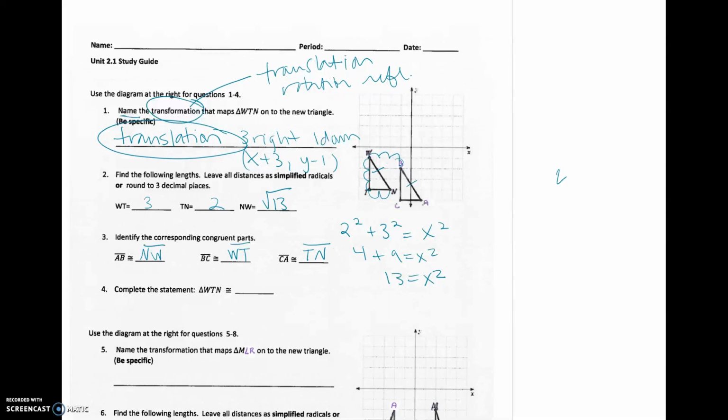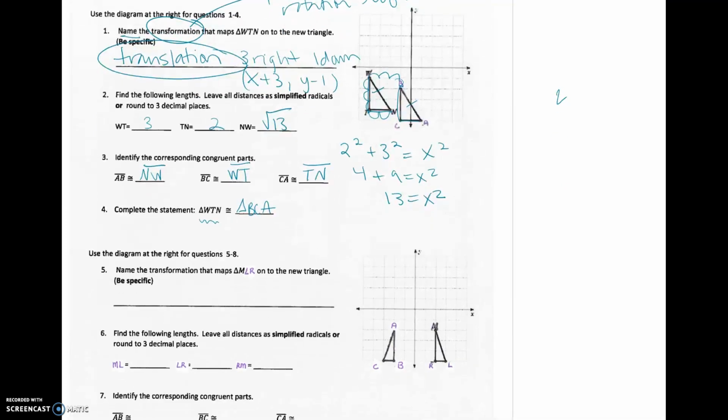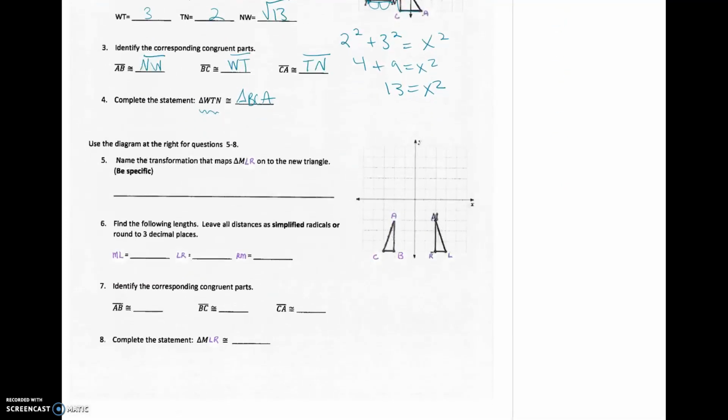Then lastly, to complete the congruent statement, just pay attention. WTN goes to BCA. So I'd complete this with triangle BCA right there. All right, let's move down to the next couple questions.